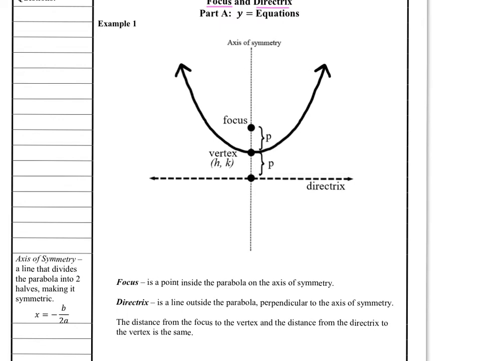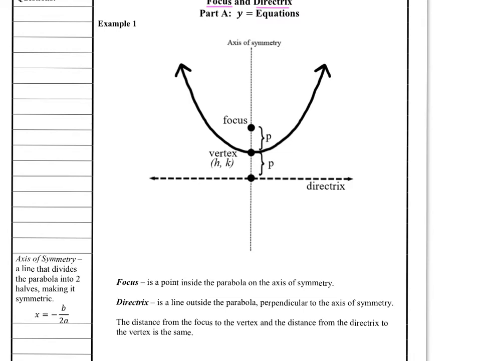So first and foremost, the line that cuts the parabola down the center is called the axis of symmetry. Over here it says axis of symmetry, the line that divides the parabola into two halves, making it symmetric. And then there's the axis of symmetry formula if you ever need it: x equals negative b over 2a, if your quadratic equation was in standard form.